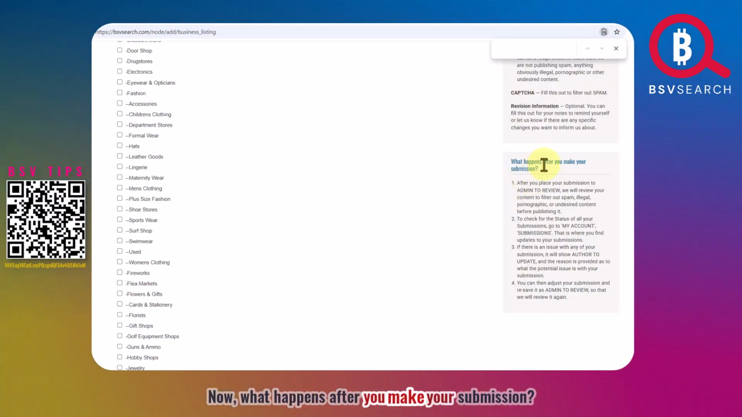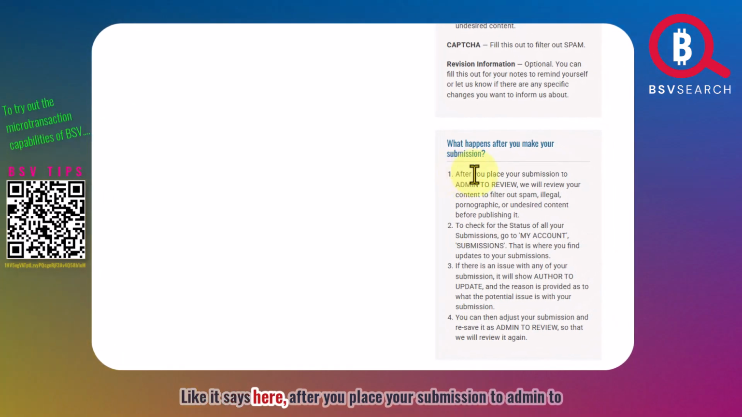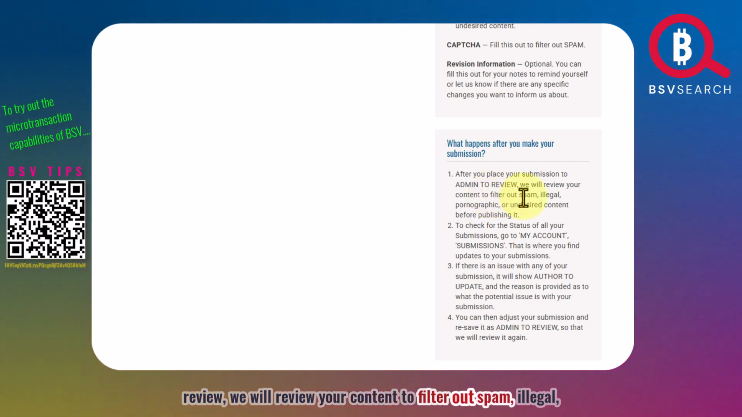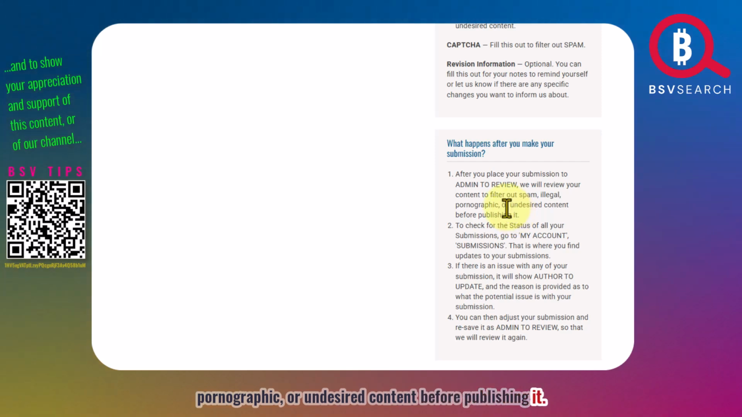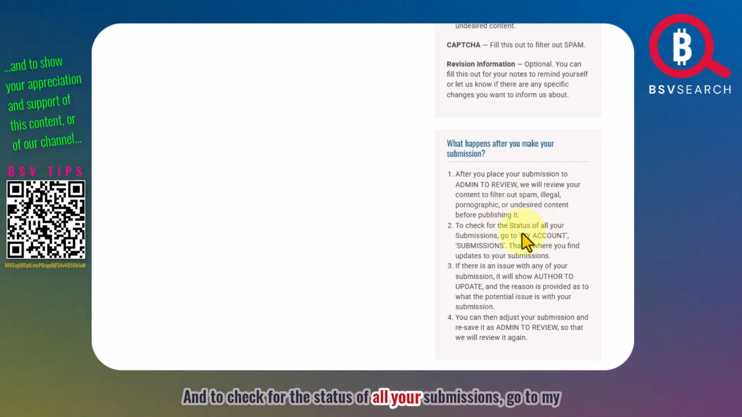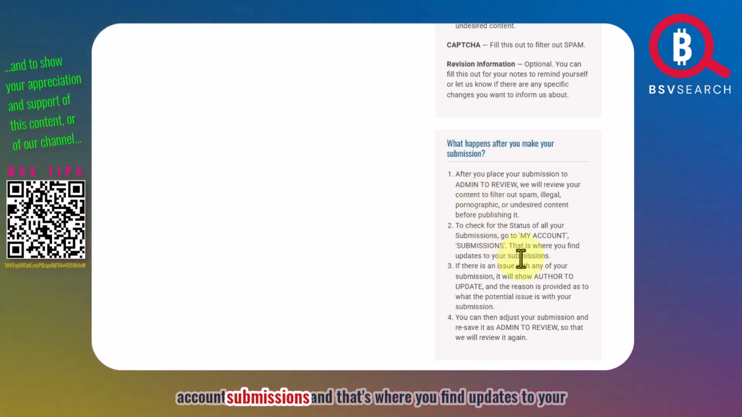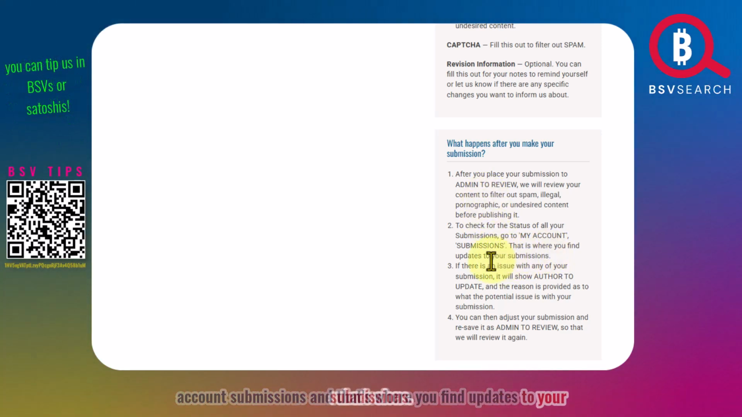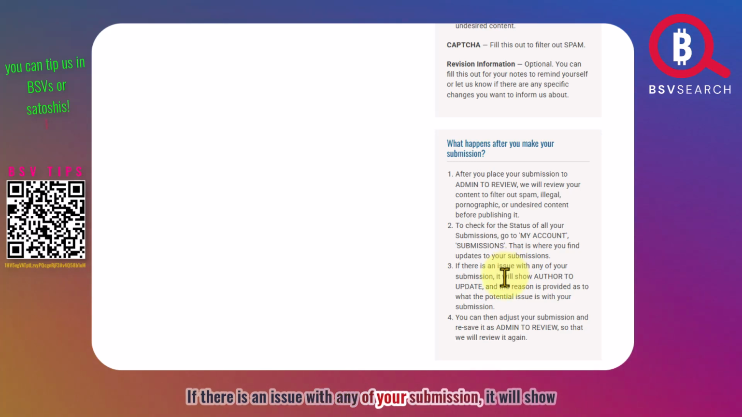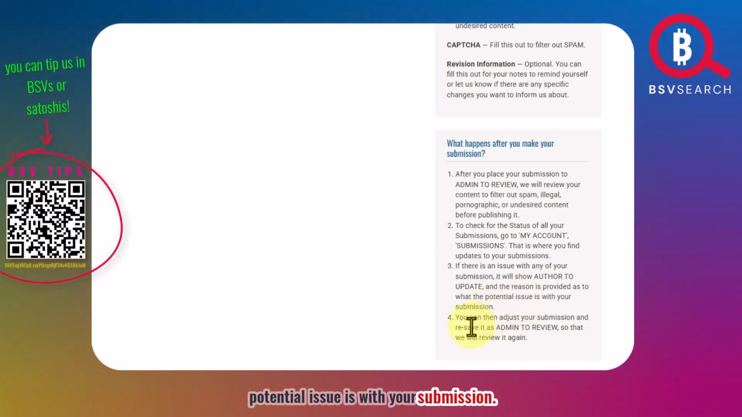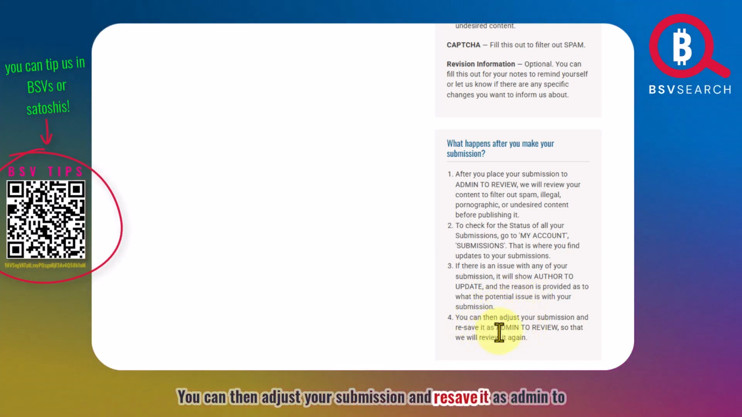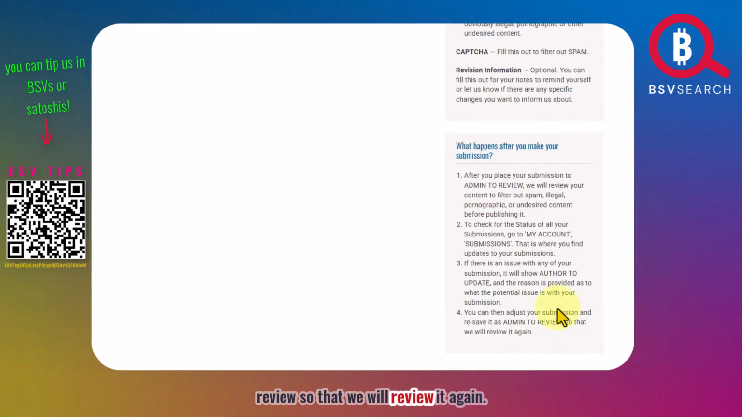Now, what happens after you make your submission? Like it says here, after you place your submission to admin to review, we will review your content to filter out spam, illegal, pornographic, or undesired content before publishing it. And to check for the status of all your submissions, go to My Account, Submissions, and that's where you find updates to your submissions. If there is an issue with any of your submission, it will show Author to Update, and the reason is provided as to what the potential issue is with your submission. You can then adjust your submission and resave it as admin to review so that we will review it again.